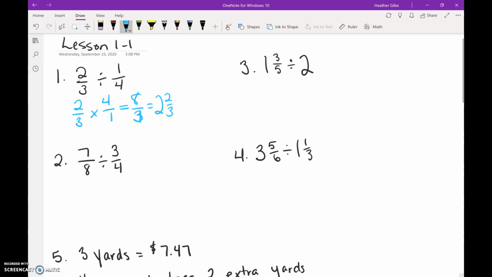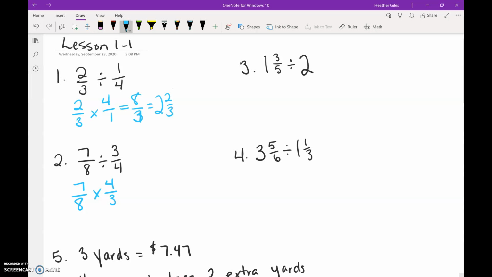Either answer is okay. 8/3 is an improper fraction. 2 and 2/3 is a mixed number. Both are correct. Number 2, 7/8 divided by 3/4. I still have two fractions here, so we're going to rewrite and multiply by the reciprocal. So 7/8 times 4/3.